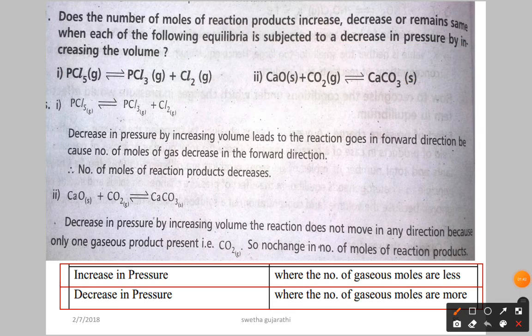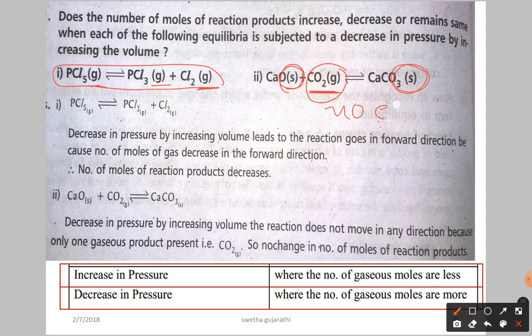So the second example. Here we have the case of heterogeneous equilibria. There is an effect of gases, but solids and liquids have no effect on the pressure. In the first example all are gases, so we don't have any problem. But in this example, calcium oxide is a solid and calcium carbonate is a solid, so we have only one gaseous species, which indicates there is no effect of pressure. We don't have any effect of pressure on the above reaction.